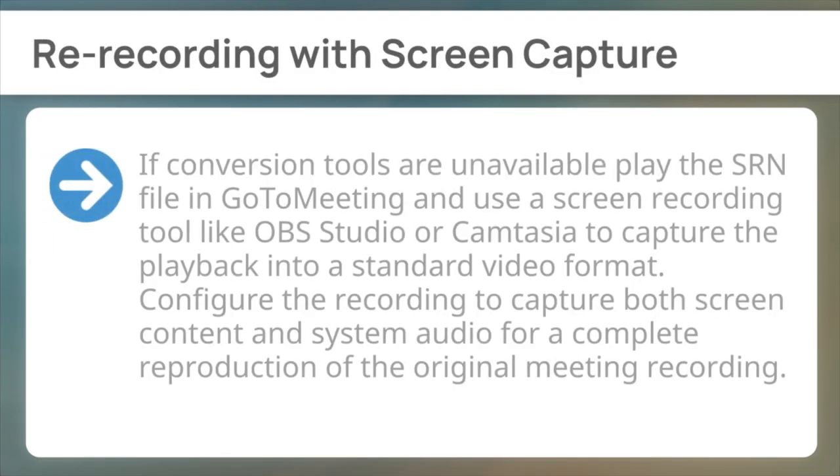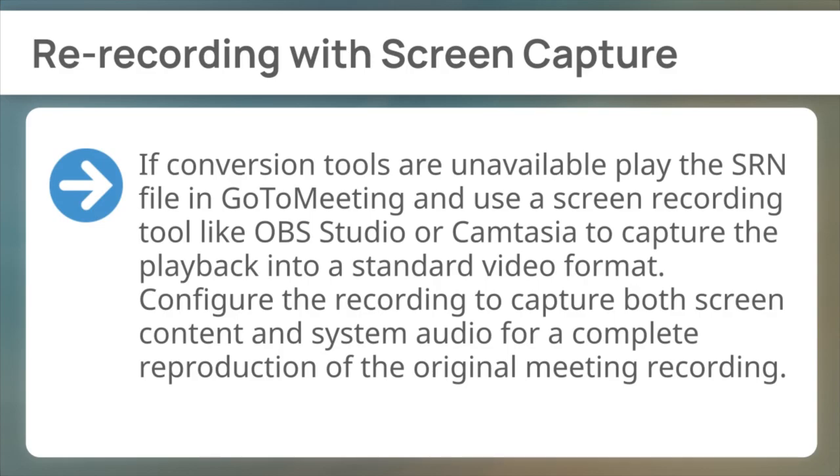Finally, re-recording with screen capture. If conversion tools are unavailable, play the SRN file in GoToMeeting and use a screen recording tool like OBS Studio or Camtasia to capture the playback into a standard video format. Configure the recording to capture both screen content and system audio for a complete reproduction of the original meeting recording.